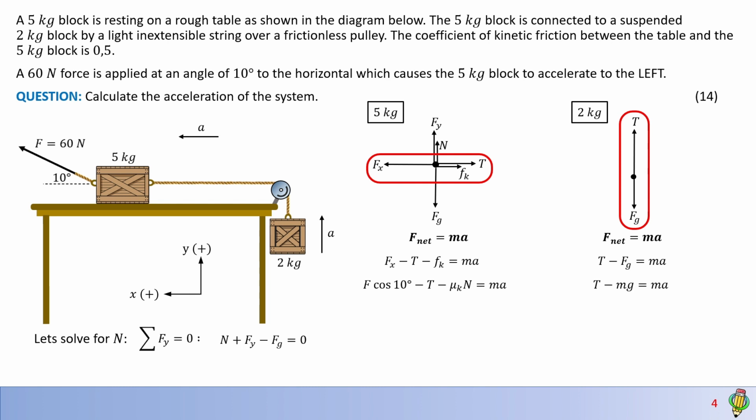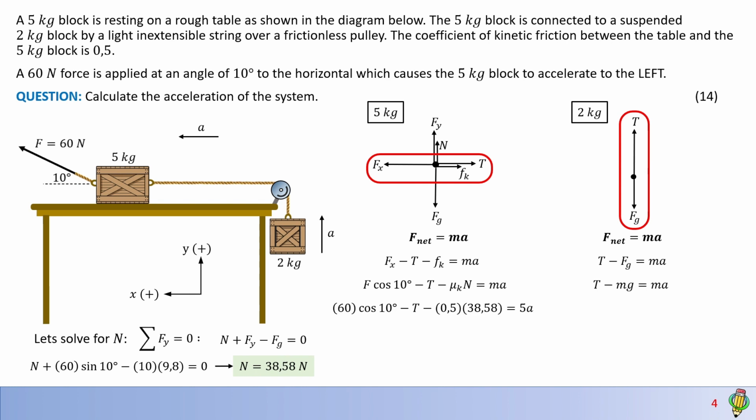Then we can see the forces that are going upwards are normal and Fy. What is going downwards is only Fg. If we substitute there, we get normal plus 60 sin 10 degrees for Fy, minus 10 into 9.8 for mg. Then we can see our normal force is 38.58 newtons, which we can substitute back into our equation.